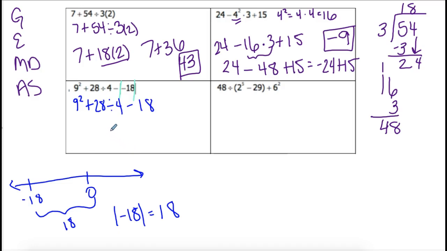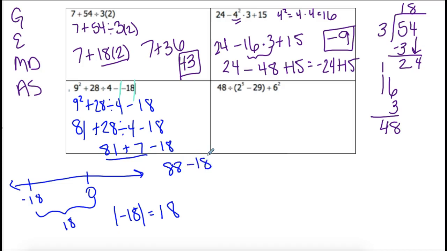After I do my grouping symbol, which turned my negative 18 into positive, I do my exponents. 9 squared is 81, because it's 9 times 9, plus 28 divided by 4 minus 18. 28 divided by 4 is 7, so 81 plus 7 minus 18. 81 plus 7 is 88, minus 18. 88 minus 8 is 80, minus 10 is 70.